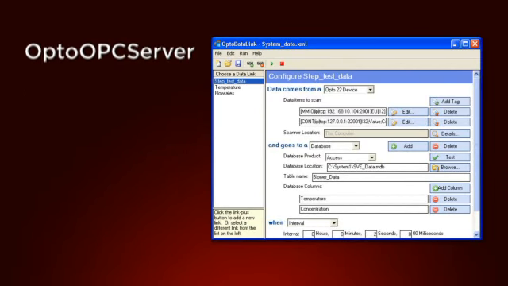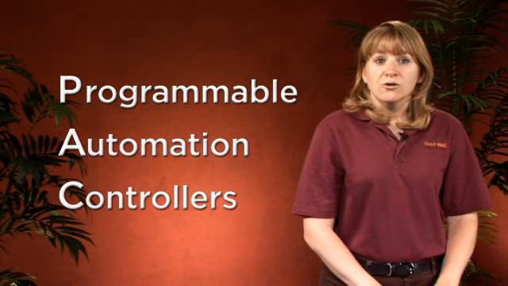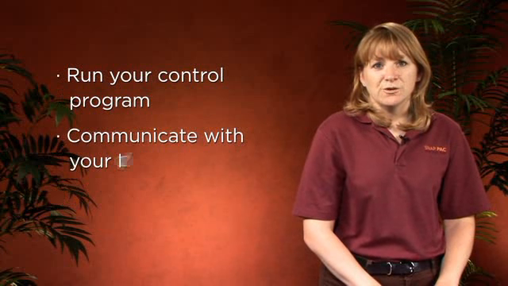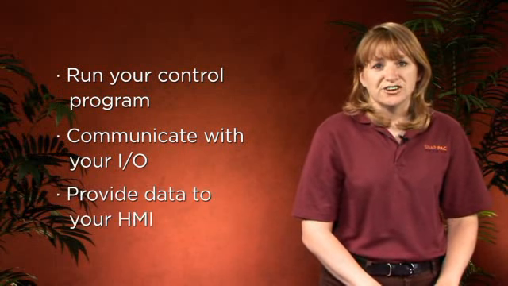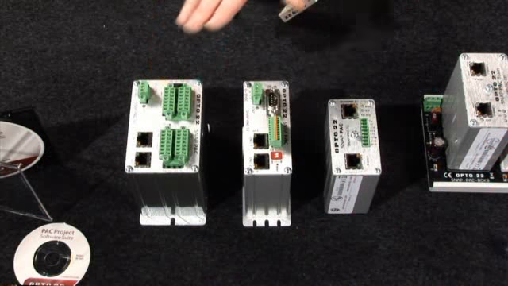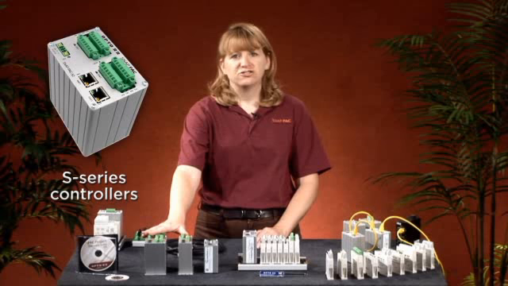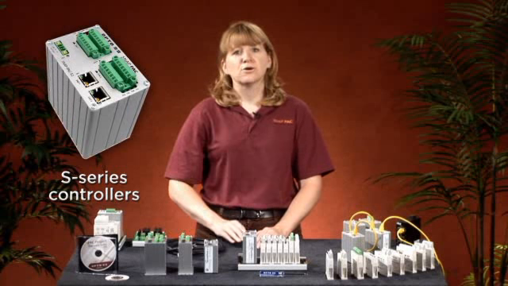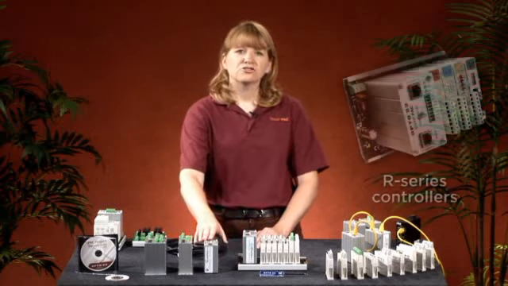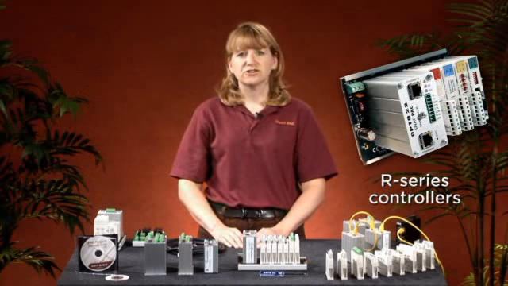Now let's move on to the second part of the SnapPAC system, the controllers. PACs, or Programmable Automation Controllers, run your control program, communicate with your I/O, and provide data to your HMI. We offer 2 types of SnapPAC controllers, standalone S-Series and rack-mounted R-Series PACs. Standalone controllers are best for large, distributed systems with many points of remote I/O. Rack-mounted controllers are ideal for smaller systems with smaller point counts, like cell control.